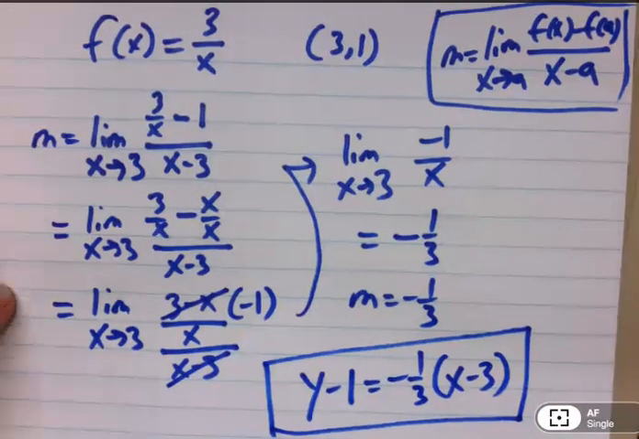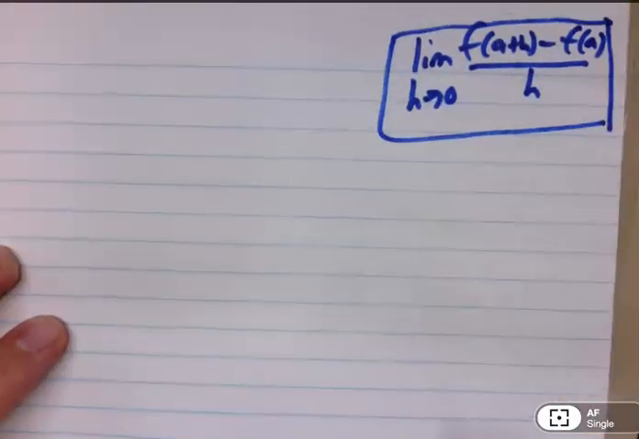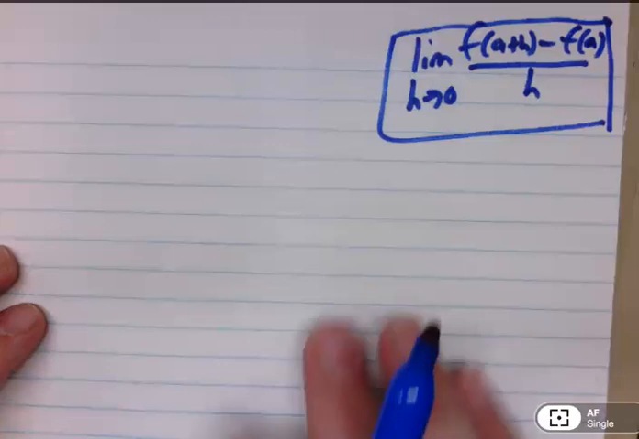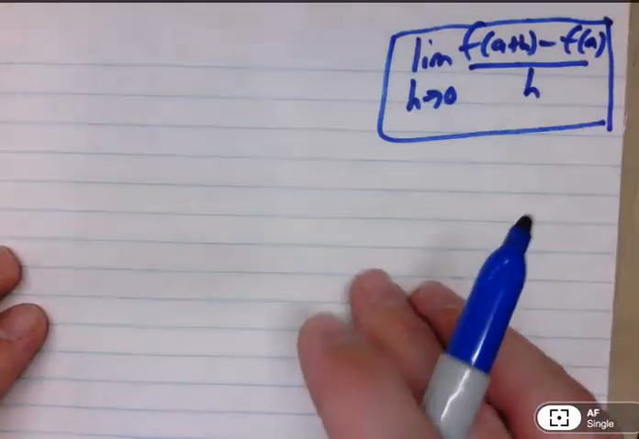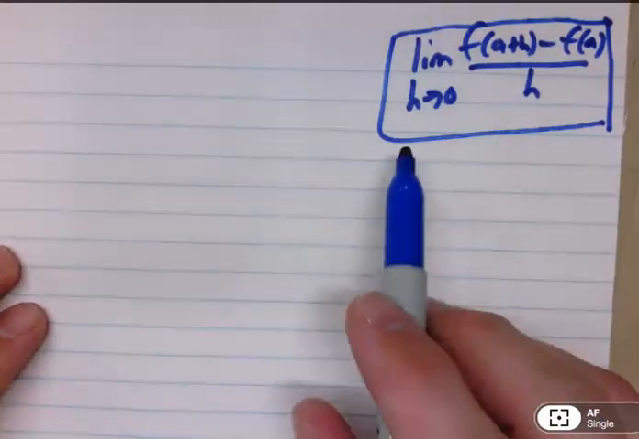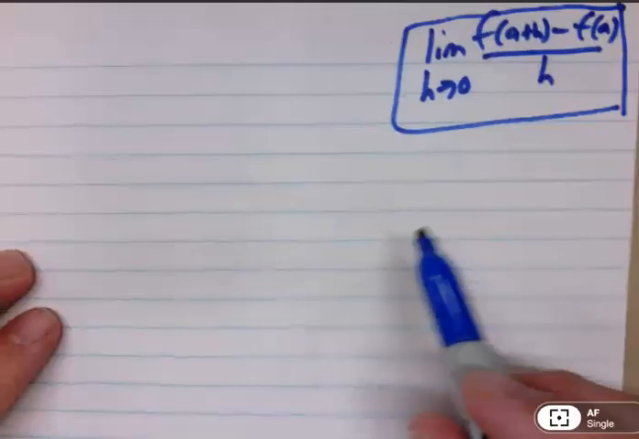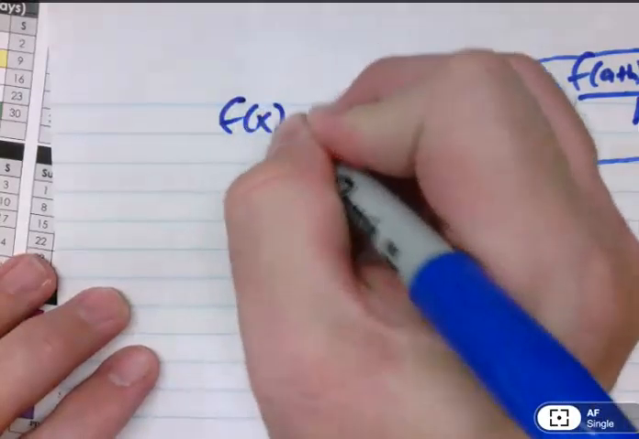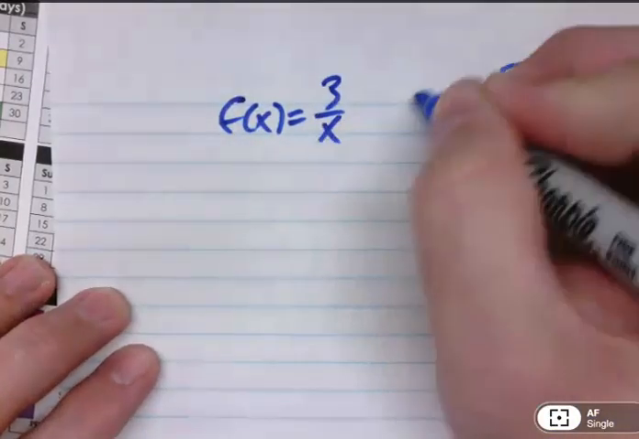Alright, let's try it with the other method just so you can see. The other method, I'll write it up here, is the limit as h goes to 0 of f of a plus h minus f of a all over h. This was definition 2, or they might have called it formula 1, whatever the book calls it. It doesn't really matter. You just need to know there are 2 different ways to do it. Okay, and our function was 3 over x, and our point was (3, 1).